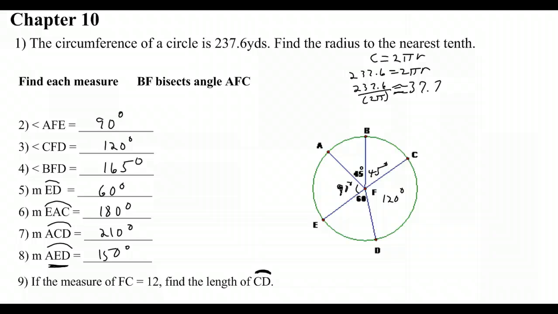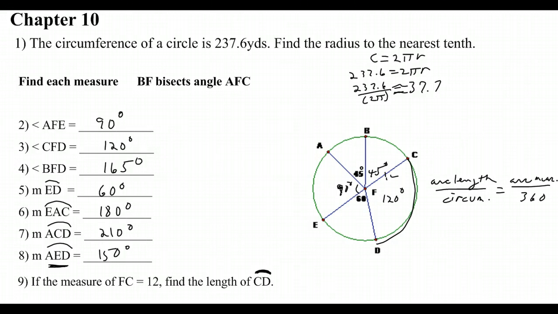If the measure of FC, no, line segment FC, is 12, find the length of arc CD. So we're doing arc length now. Remember that arc length is to the circumference as the arc measure is to 360. So in this case, what we're looking for is to the circumference.